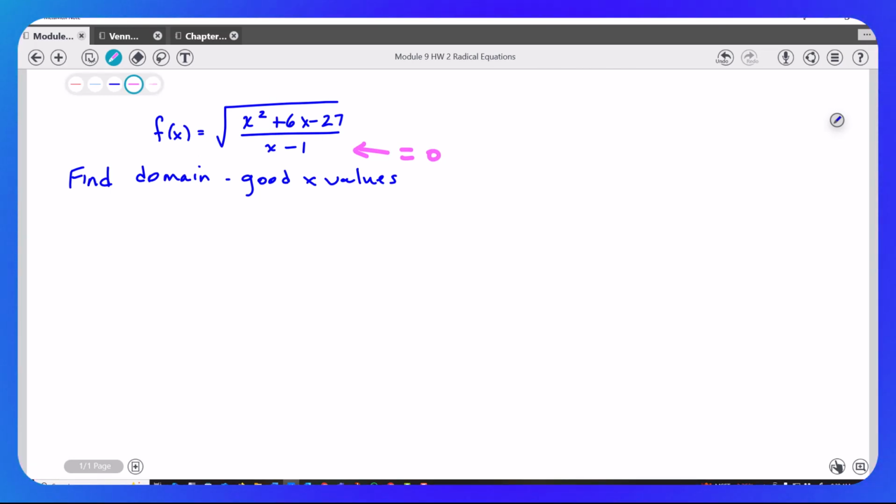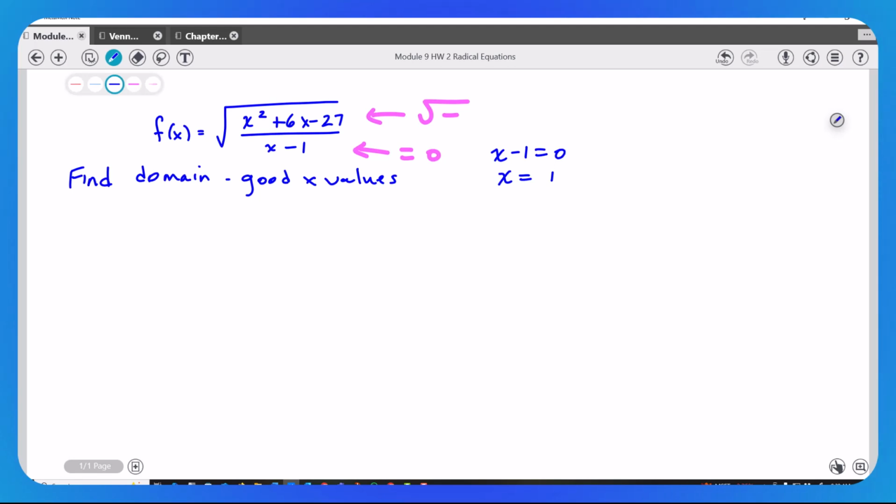With a radical, with a square root, a bad x value would be something that you're trying to take the square root of a negative. So this is kind of two parts. We can see already that what would make the denominator equal 0 would be if x equals 1. So we know that's bad, that x cannot equal 1.